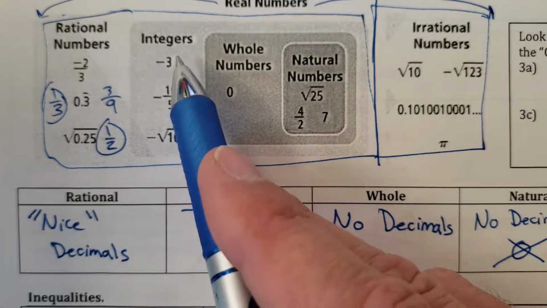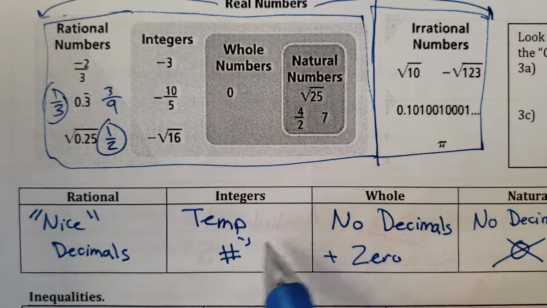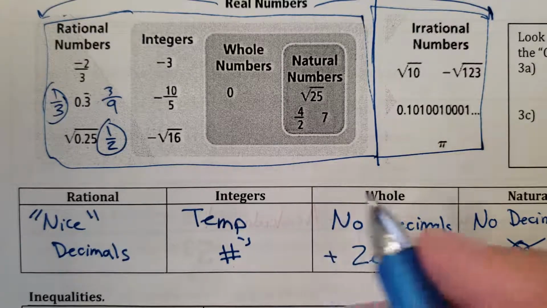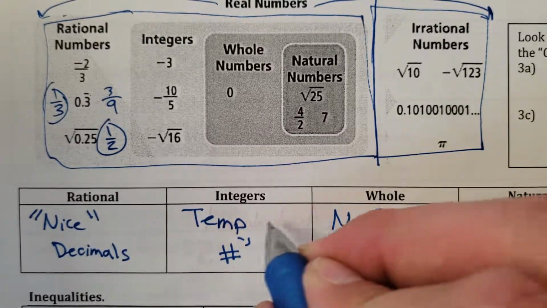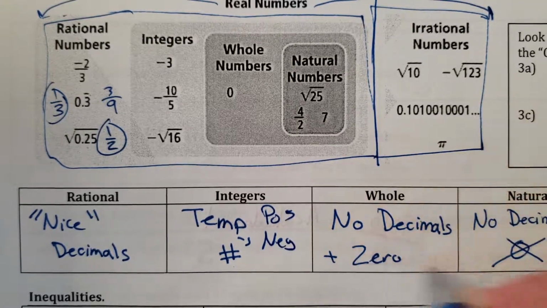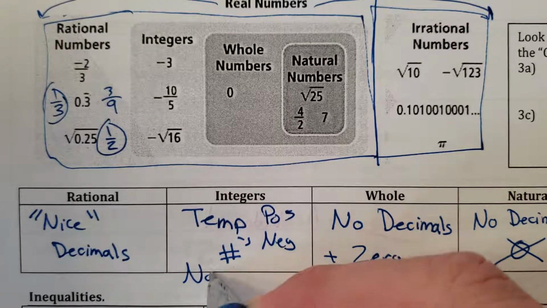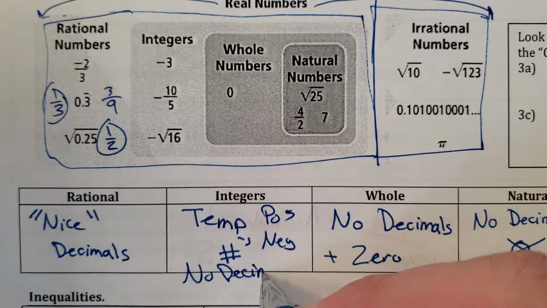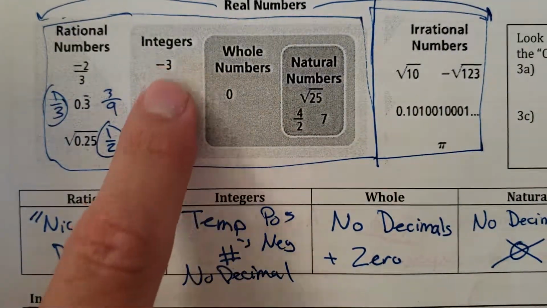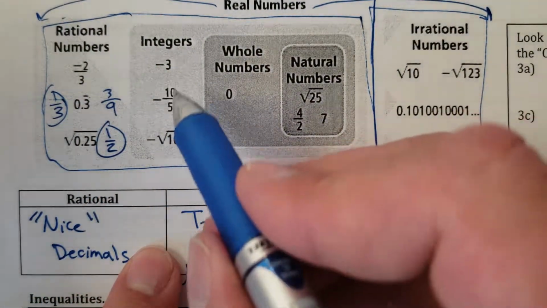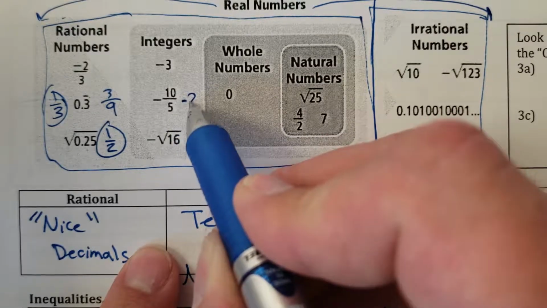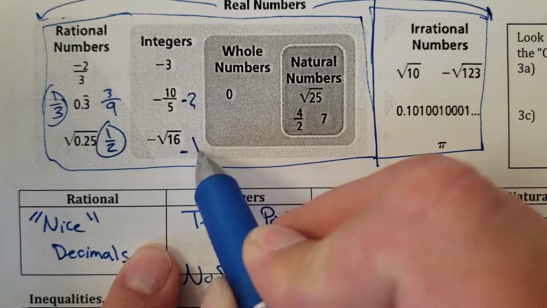Integers are positive and negative numbers without decimals. I think of them as the temperature numbers. These are the numbers that the weatherman will use. There's not really any decimals. They can use positives, they can use negatives, they just don't want any decimals. So I should probably add that in there too. Okay. Decimals are just for rational numbers. Integers, no decimals allowed. Now again, what do you mean? This can't be an integer. Yeah, but when it simplifies, I think that'd be -2. There you go. This would be -4, -3.